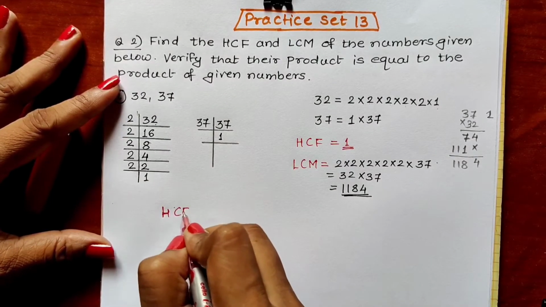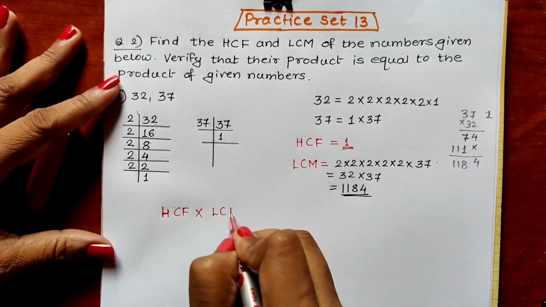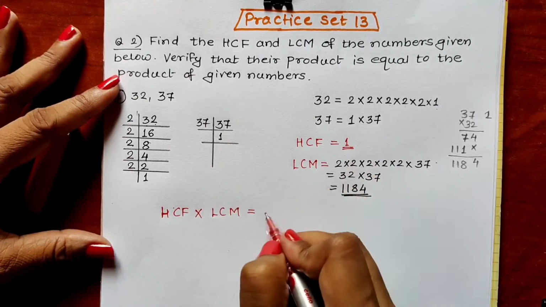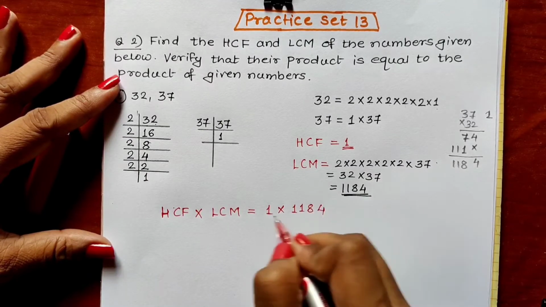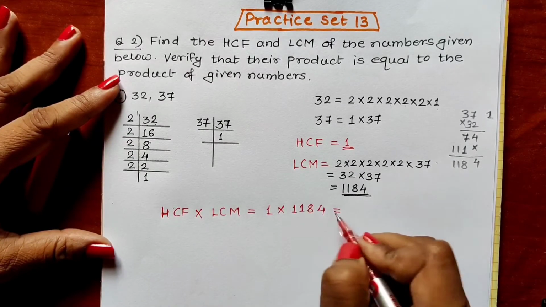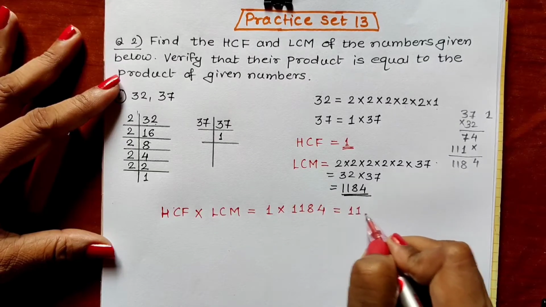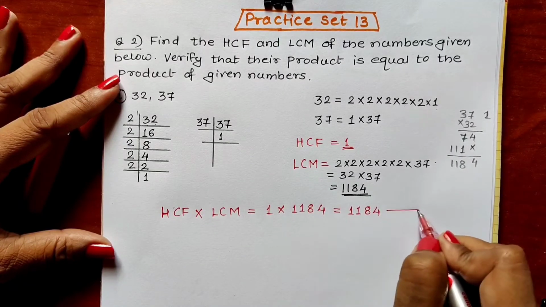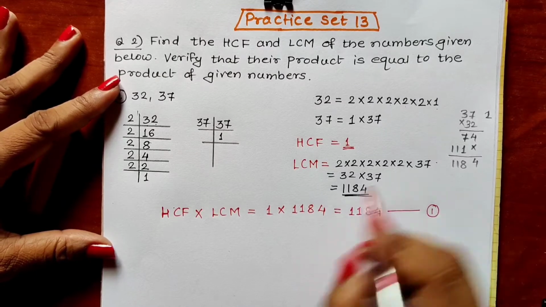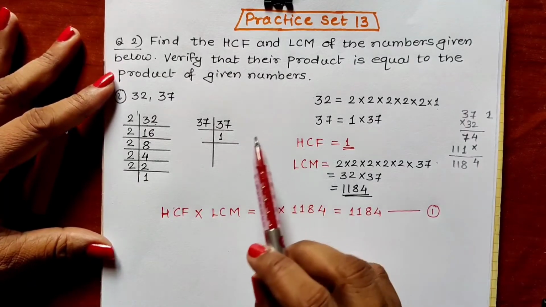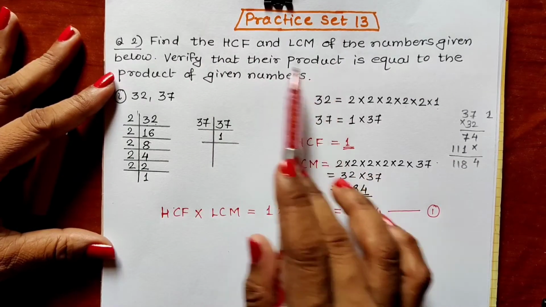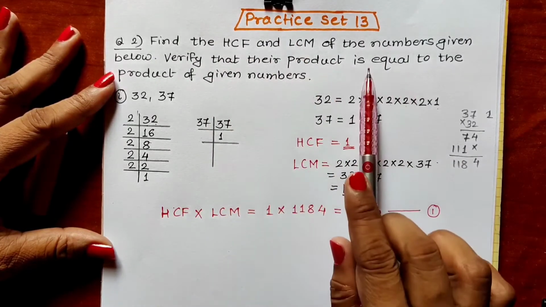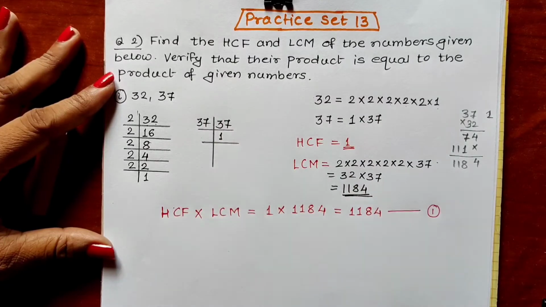SCF multiplied by LCM. Now SCF we have got 1 only and LCM is 1184. So 1 multiplied by any number, the answer is that number, 1184. This is our equation number 1. First answer. Now let us see what we have to verify. We have to verify that the product of SCF and LCM is equal to the product of given numbers.